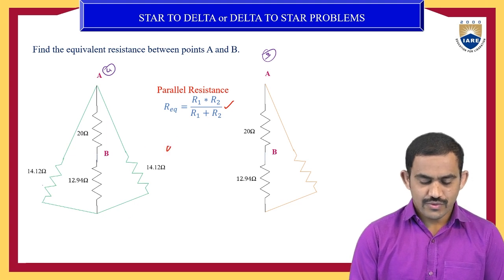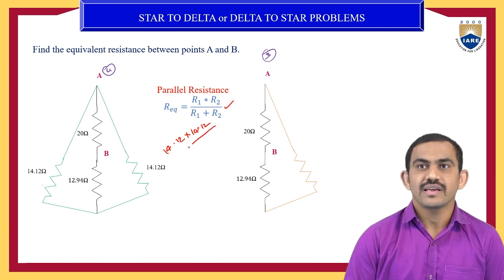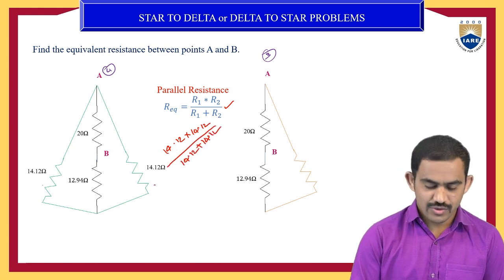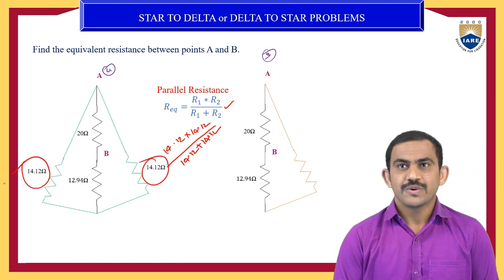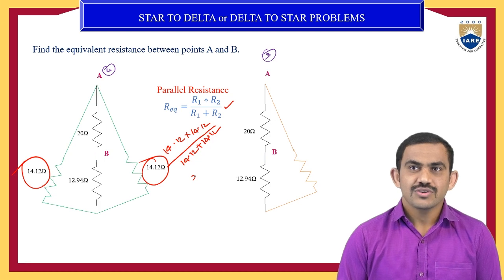That is 14.12 into 14.12 by 14.12 plus 14.12. So here 14.12, here 14.12. Okay, so we'll get 7.06.